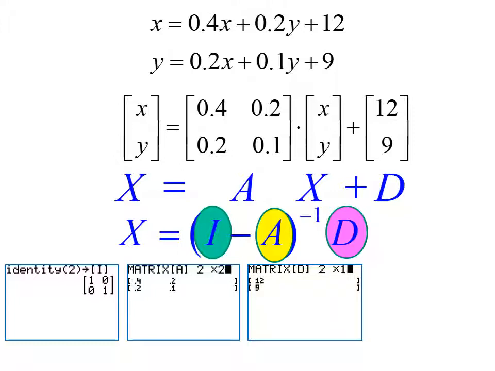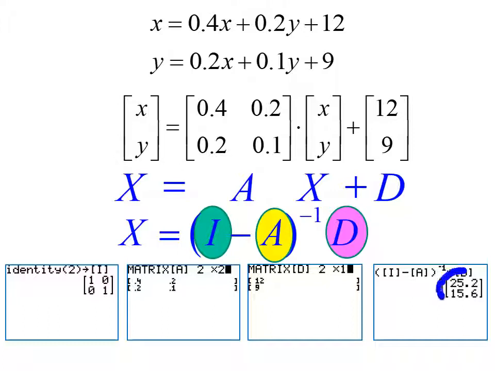And then we'll simply type the formula that we just came up with. (I minus A) in parentheses inverse times D. And as you can see, these are the answers that we came up with. Now, what the heck does that mean? We will tackle in a different session.